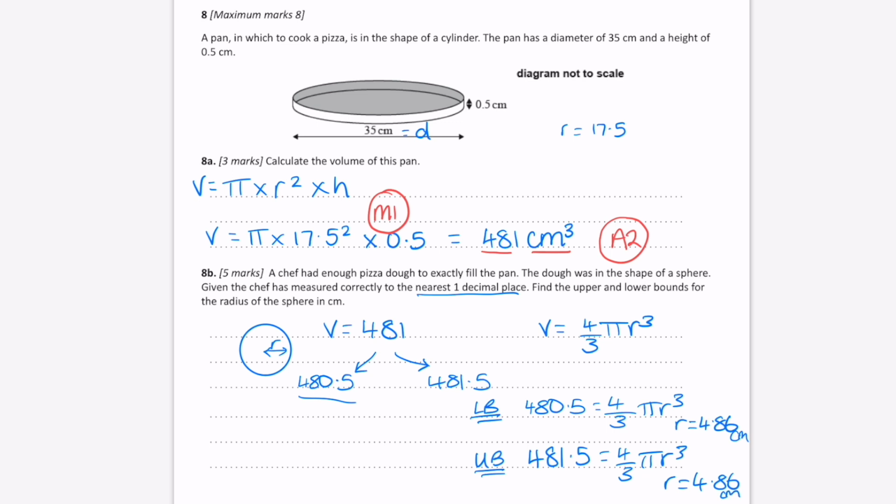So in terms of the marks, there is 1 mark for working out each of the upper and lower bounds of the volume. There is a mark for correctly inputting into the formula. Okay. And then there's a mark for each of the upper and lower bound answers, which happen to be the same.